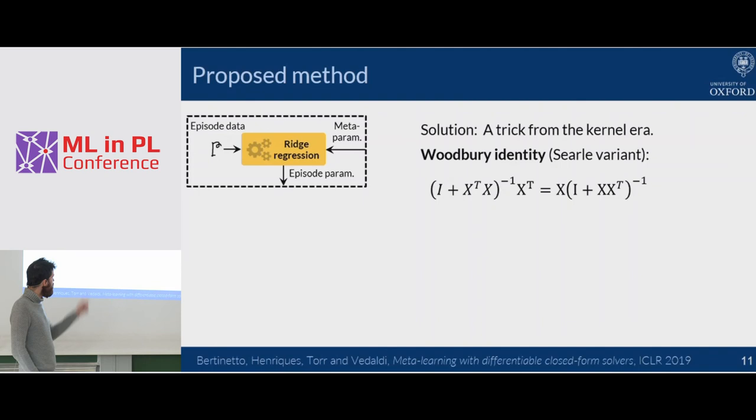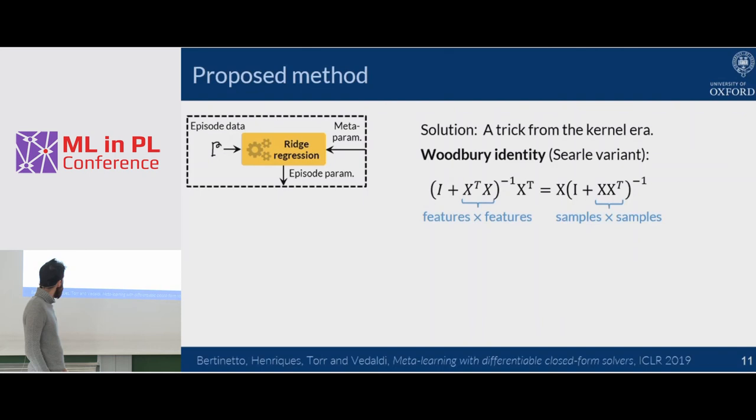Essentially, you have something that looks like that, and the matrix that you're going to invert and add to the identity is features by features in size. You can exchange the order of the transpose, put it on the other side, and now the inversion is samples by samples. These two things are equivalent, which for me was not obvious the first time I saw it. But it's a neat trick, because every time you have an inversion with something symmetric inside, you can exchange it for a smaller inversion.